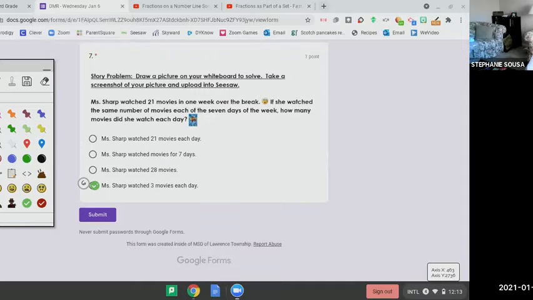Great question in the chat. Josh says, could we have used the 3 song to solve that? Yes, you could have. 3, 6, 9, 12, 15, 18, 21. And you probably figured that out because if you counted by 7s, you would do that 3 times to get to 21 movies. 7, 14, 21. So there would be 3 on each of the days. Great call there, Joshua.